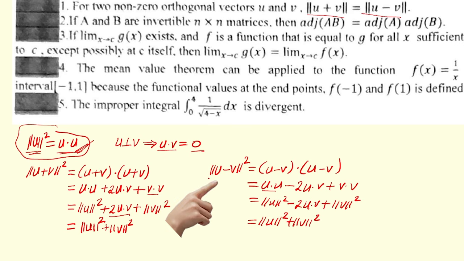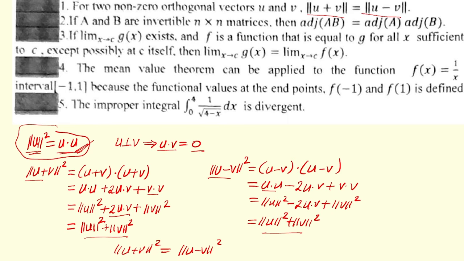So these two values are equal. Magnitude of u plus v squared is equal to magnitude of u minus v squared. So take the square root of both sides. This implies magnitude of u plus v is equal to magnitude of u minus v. So the answer is true.